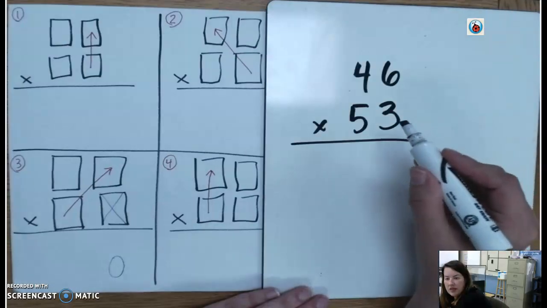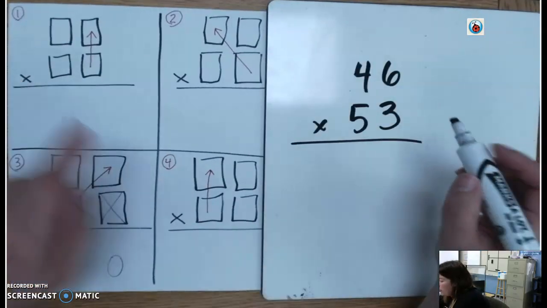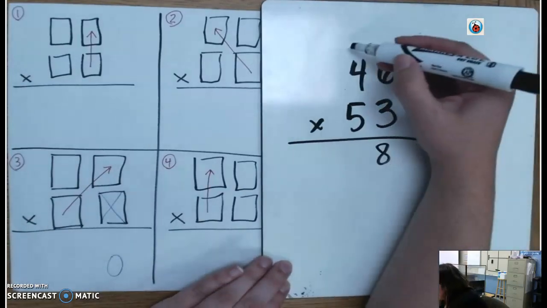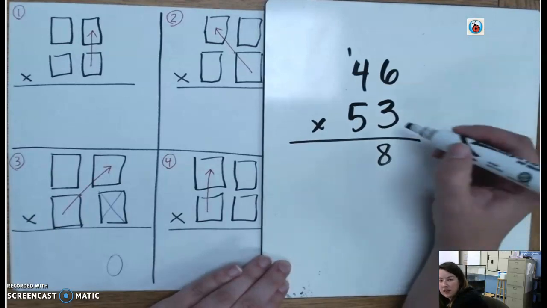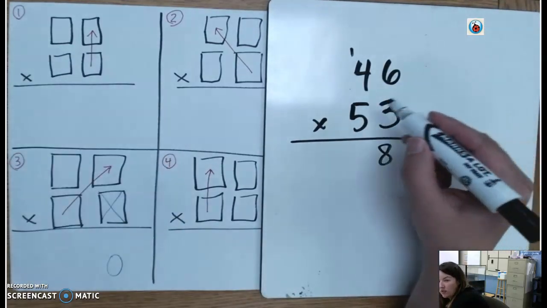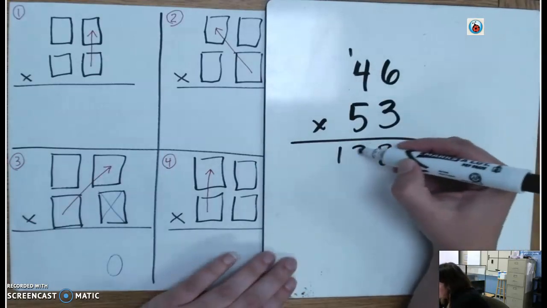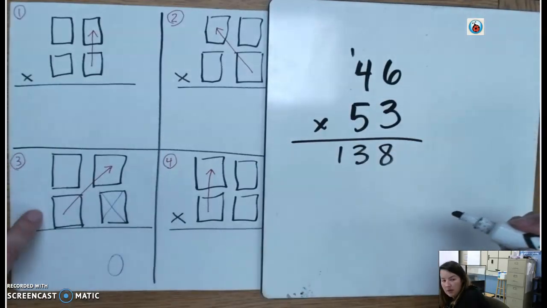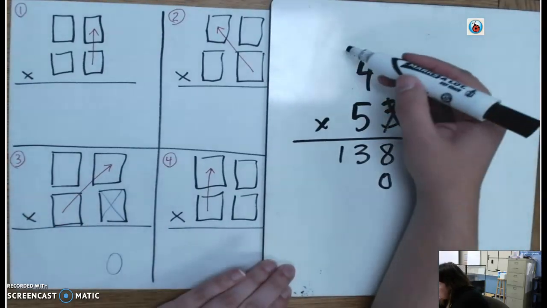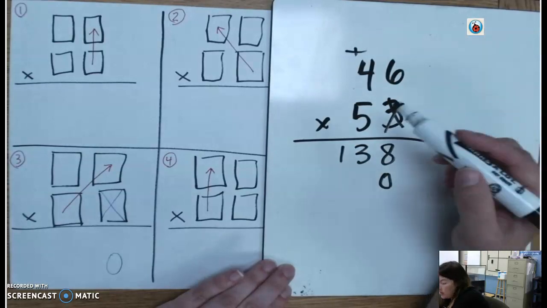Okay, this one is 46 times 53. Step 1, 3 times 6 is 18. 8, put the 1 in the tens place. Step 2, 3 times 4 is 12, plus 1 is 13. Step 3, put my 0, cross out this 3, cross out this 1.